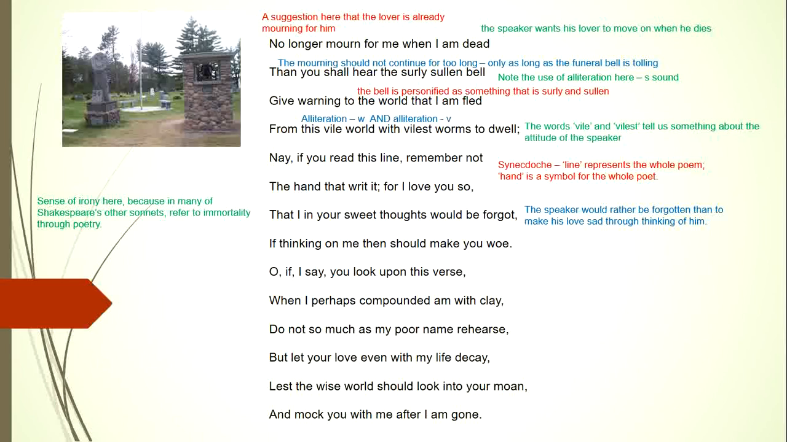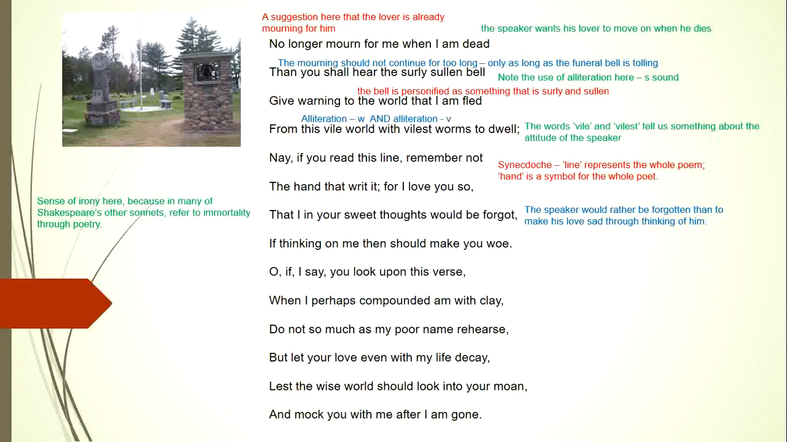Now there's another sense of irony here, because in many of Shakespeare's other sonnets, there's a reference to poetry being a tool for immortality. In other words, the writing of poetry creates a sense of immortality, which in a way it does, because if you think of Shakespeare as an example, his works live on hundreds of years after he himself lived.